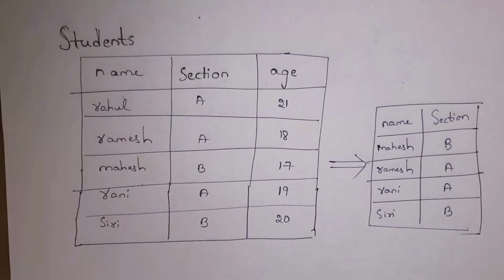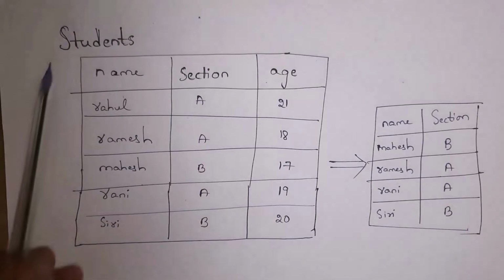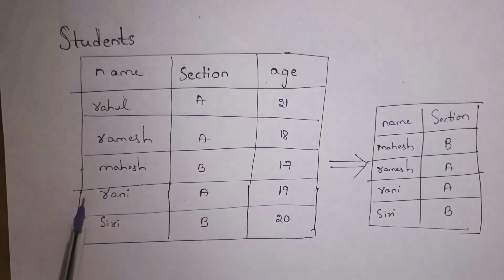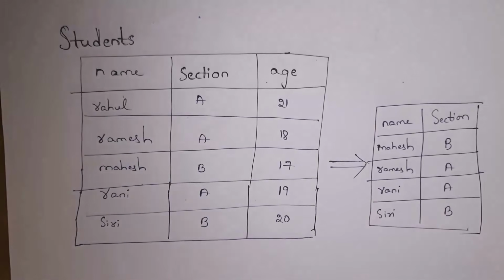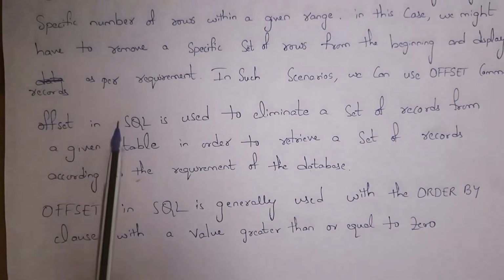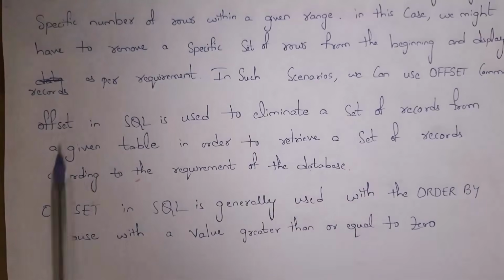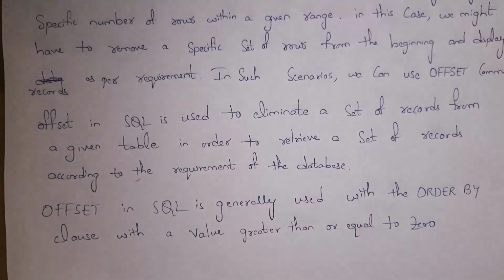For example, let us consider this table. In this table, I want to display only the last 3 rows. So in order to display the last 3 rows, we need to eliminate this first row and second row. And we can achieve it by using offset. By using offset, we can eliminate a set of records from our table. Offset in SQL is used to eliminate a set of records from a given table in order to retrieve a set of records according to our requirement.